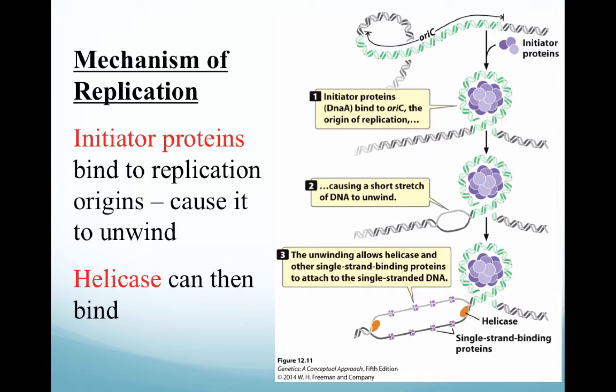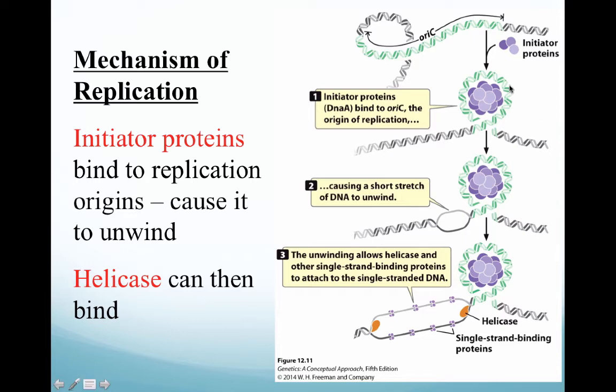So when it comes to starting the process of copying the entire genome, the first set of proteins involved are initiator proteins. Very simple, they initiate the DNA replication process. Initiator proteins are going to bind to the replication origins and start causing DNA to begin unwinding.